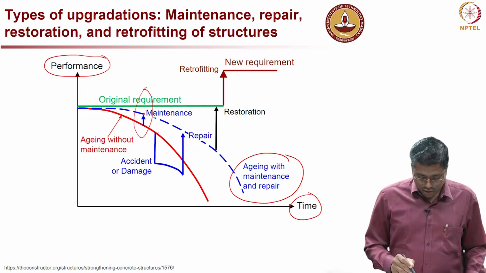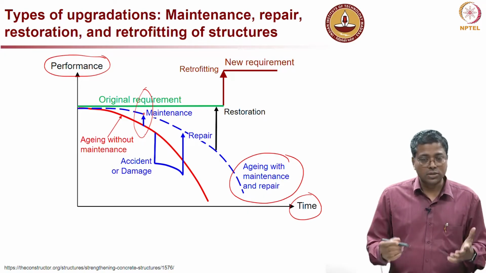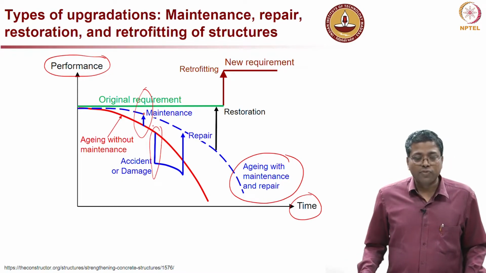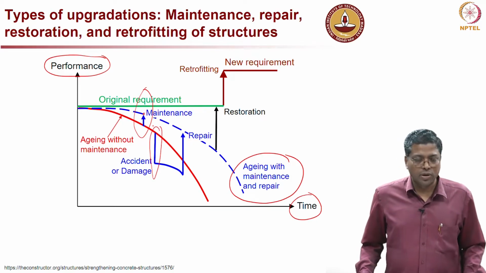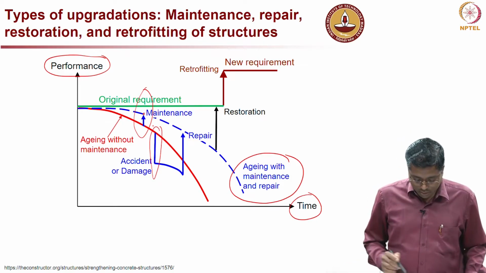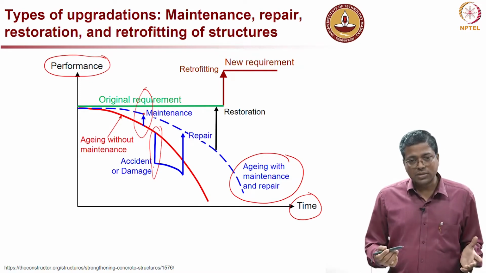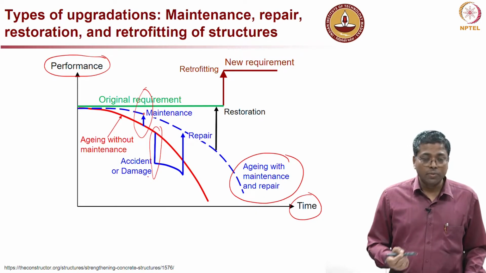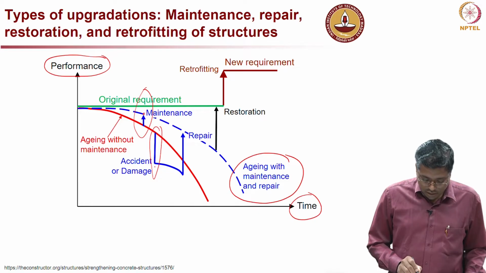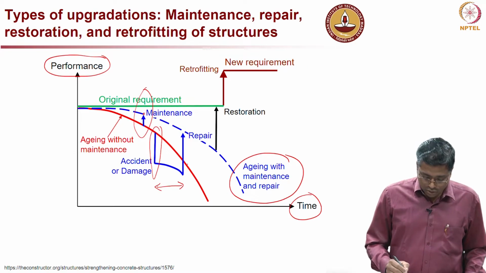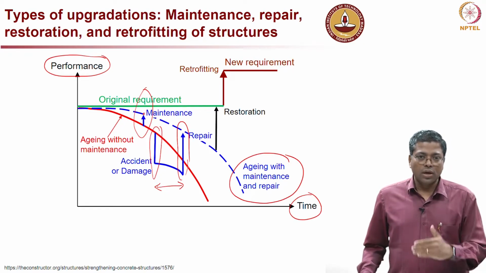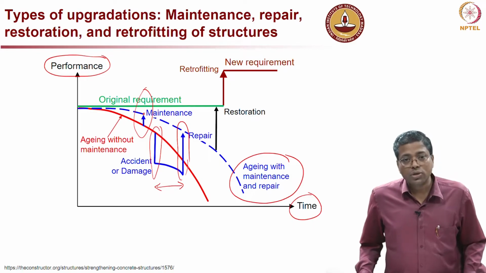One more possibility is, let us say your structure is either maintained or without maintenance, if there is an accident, then the performance level decreases significantly at one point of time, an immediate reduction in the performance level. Even if an accident happens, there may be some time period during which you may not really repair the structure immediately. So, that is this time lag which we are talking about here, and then you repair the structure and bring the performance level back to a higher level, not necessarily to the original requirement.